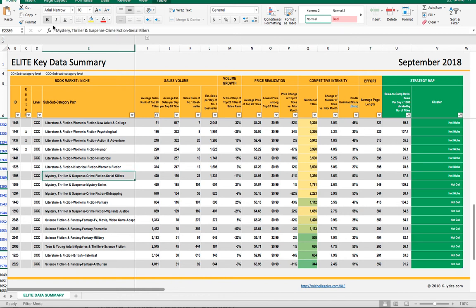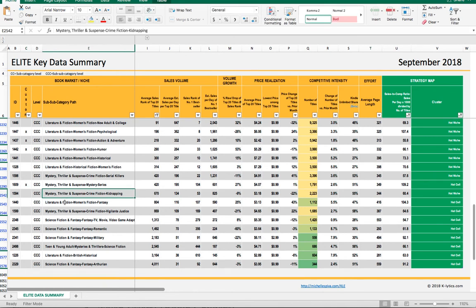Nah. MTS, mystery, thriller, and suspense. So we've got crime, fiction, serial killers. I don't want to write that. But I do have MTS series. I'm interested in that. So I'll put an X there.